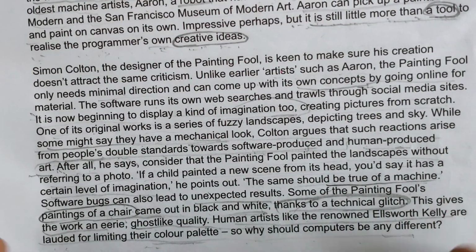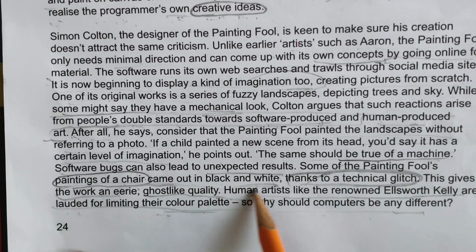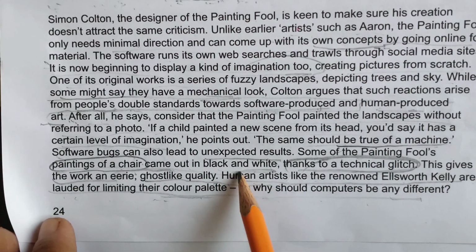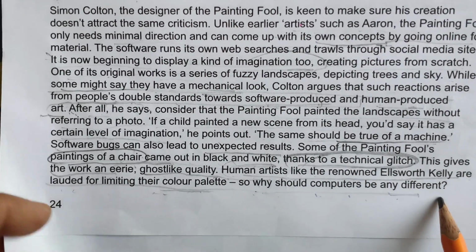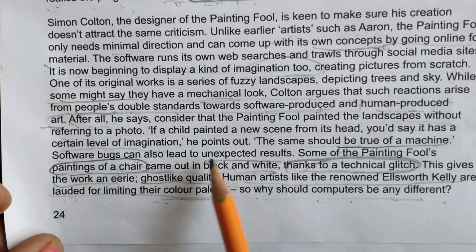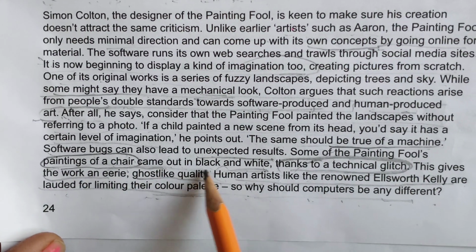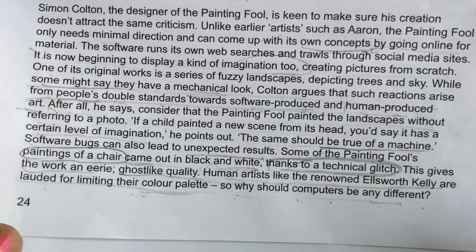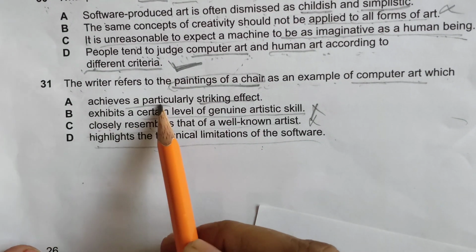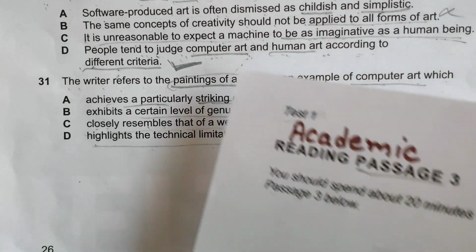There should be true of a machine. Okay, some of the paintings, thanks to a technical glitch. This gives the work an Art Deco-like quality. Okay, human artists. No. Why should computers be different? The same should be true of a machine. Software bugs can also lead to unexpected results. Some of the paintings of a chair came out in black and white thanks to a technical glitch. Yes, thanks to a technical glitch achieves a particularly striking effect. Yes, for this we have this option.